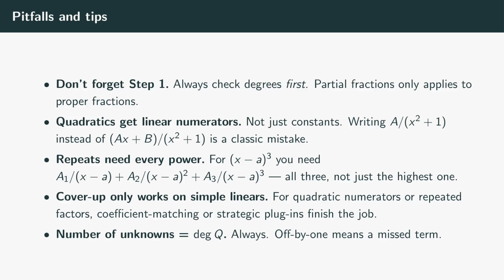Fifth, the universal sanity check. Count unknowns and compare with the degree of Q. They should match exactly. Off by 1? You've missed a term or written one too many. This catch saves time.